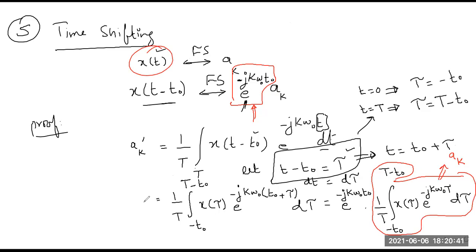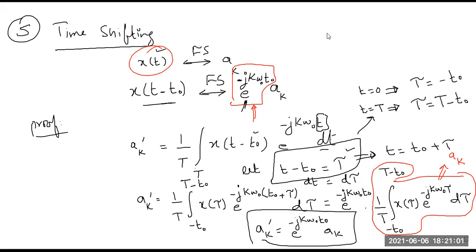So what is the result? The result is that the Fourier coefficient a k dash is equal to this factor e power minus jk omega naught t naught times a k. And this is the result that we mentioned before. So when you apply a time shifting operation to a signal, what happens to its Fourier coefficient? The Fourier coefficient gets multiplied by this factor.